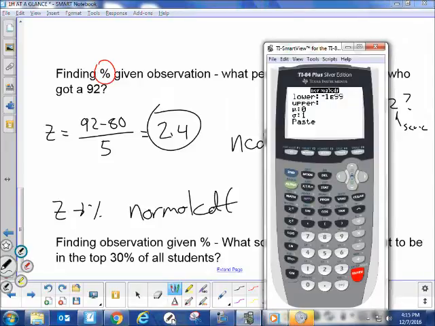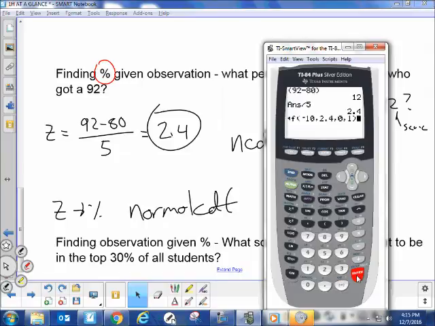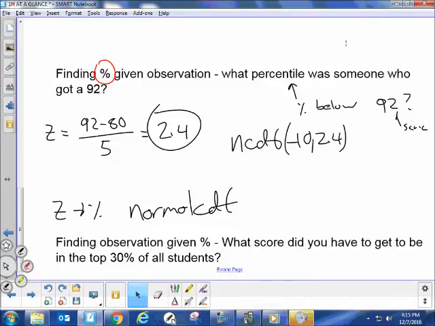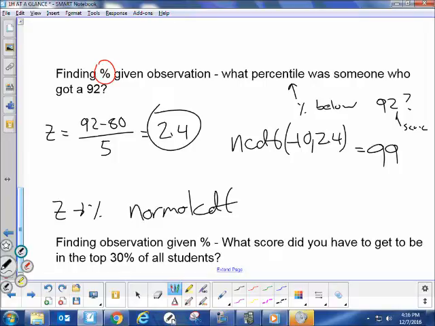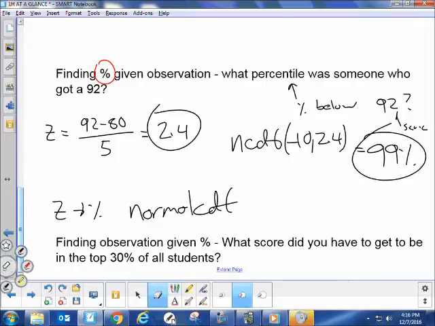So in my calculator, I will type in the lower of negative 10 and the upper of 2.4. I then paste. And it gives me my percentage. Turns out 99% of students got below a 92. Crazy. Okay, and that is correct. Okay, so you use normal CDF to turn observations into percentages.